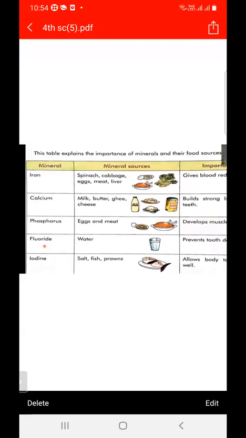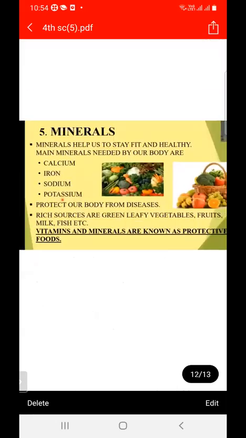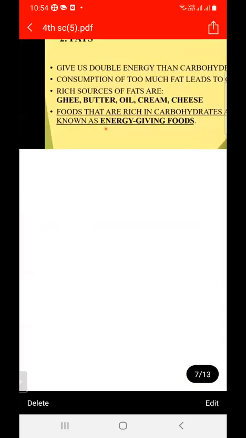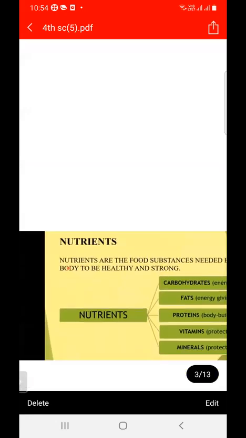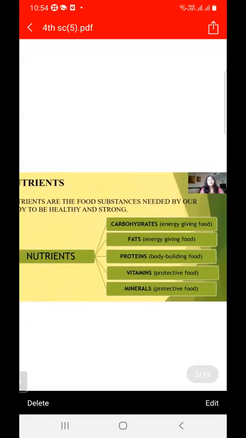So you have to remember the different kinds of nutrients. And what are the nutrients? First nutrient is carbohydrates, next is fat, next is protein, then vitamins, and then minerals. So there are different kinds of nutrients shown in the figure: carbohydrates, fats, protein, vitamins, and minerals.